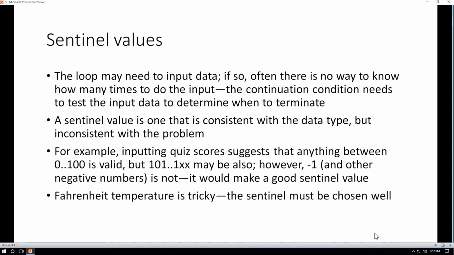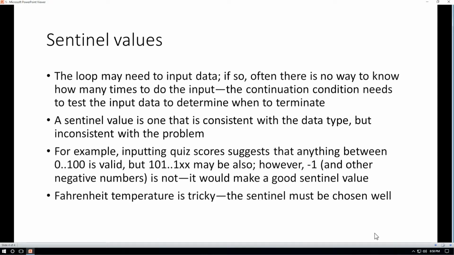A sentinel is the name given to that special value. It is consistent with the data type. That means if we're inputting integers, we must have the sentinel value be an integer. The sentinel value must be inconsistent with the problem.